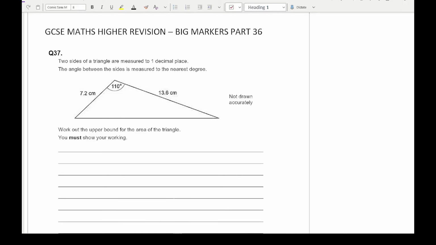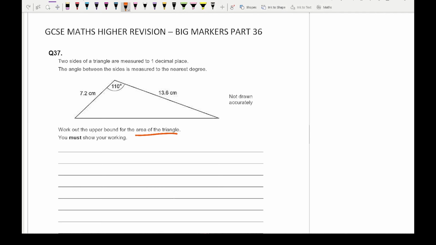So getting started on question 1, it says two sides of a triangle are measured to 1 decimal place. The angle between the sides is measured to the nearest degree. Work out the upper bound of the area of the triangle. Now for this, to work out the area of the triangle, we can't use half base times height because we don't know the perpendicular height.